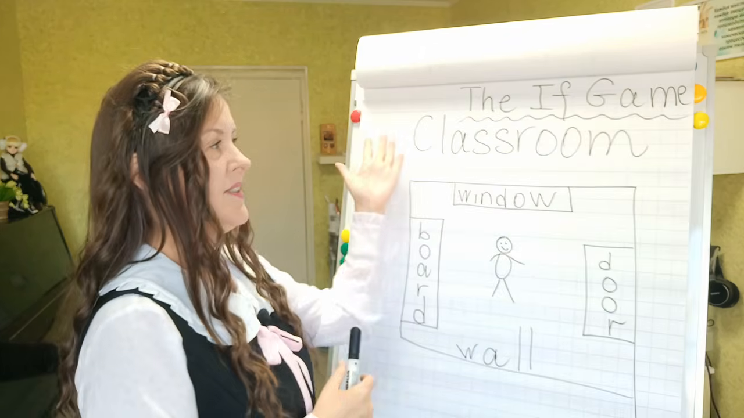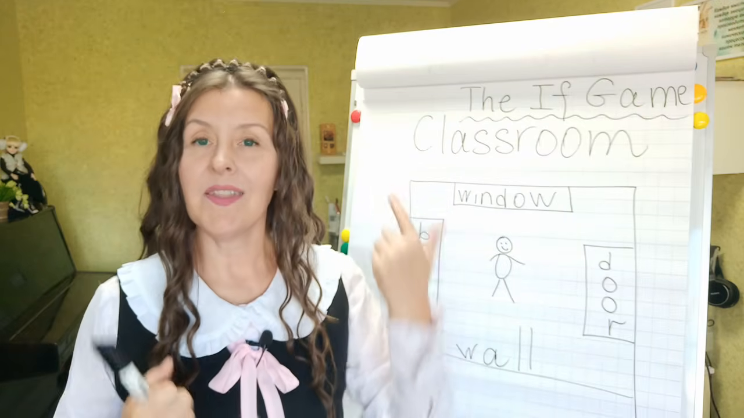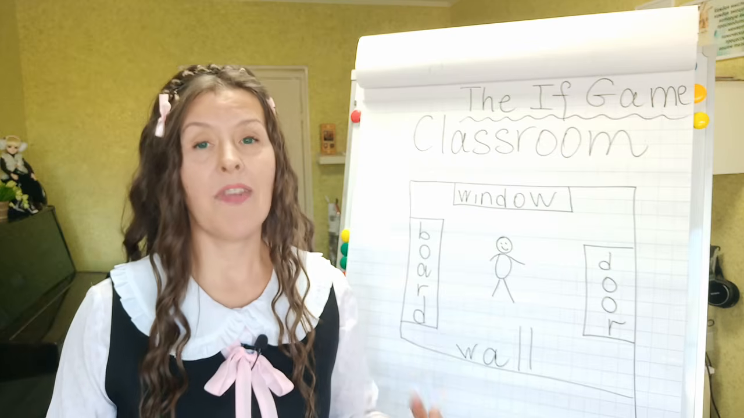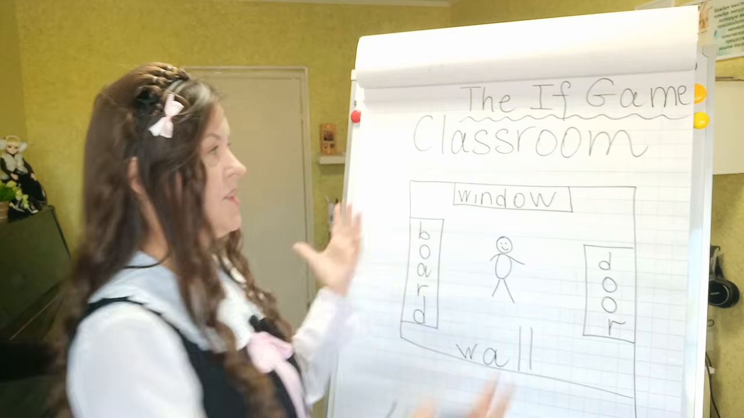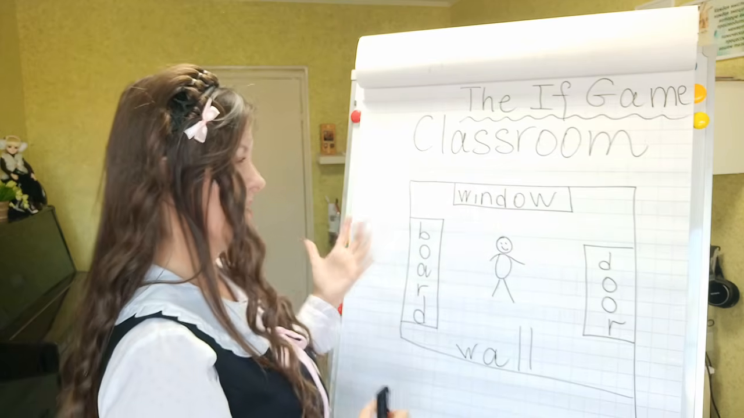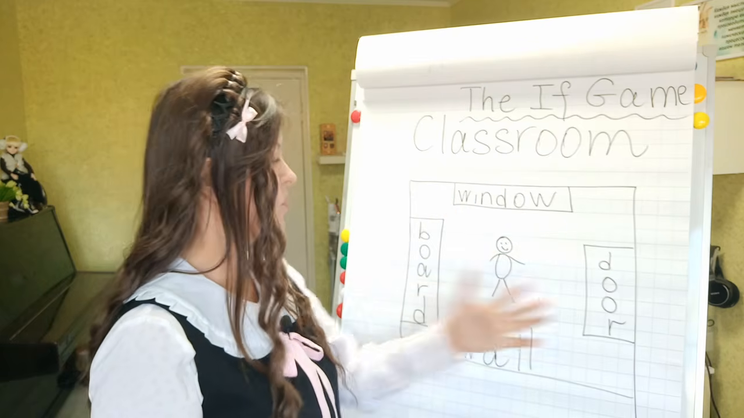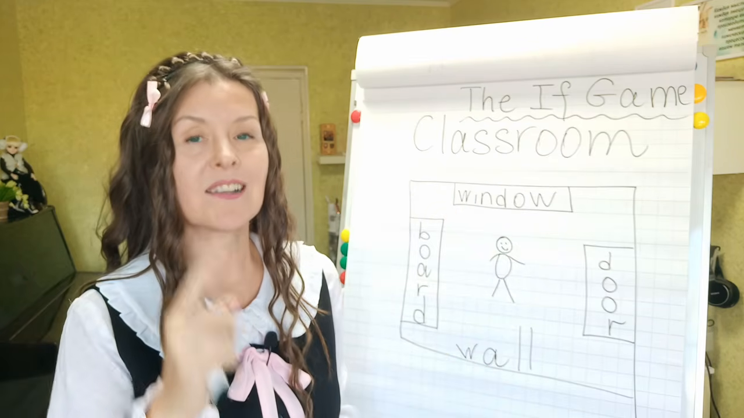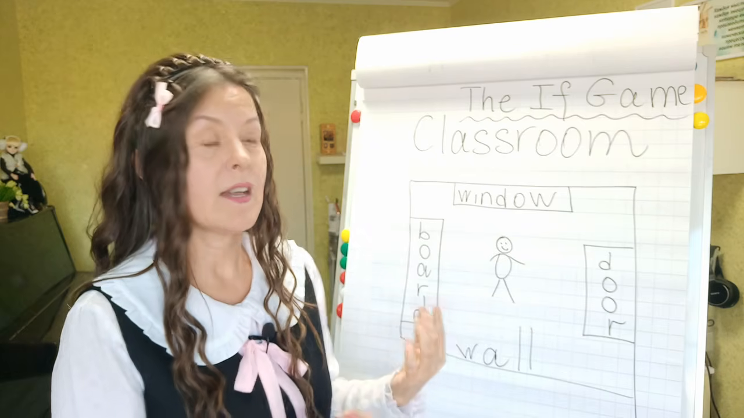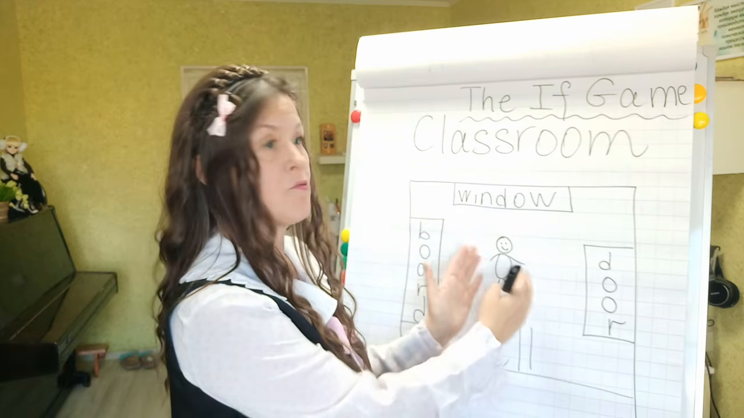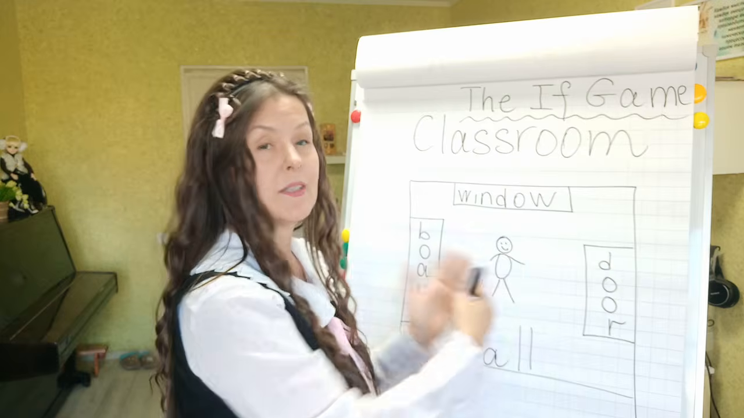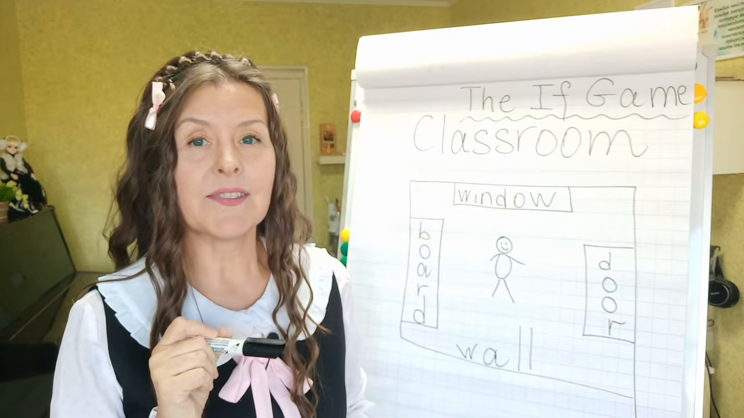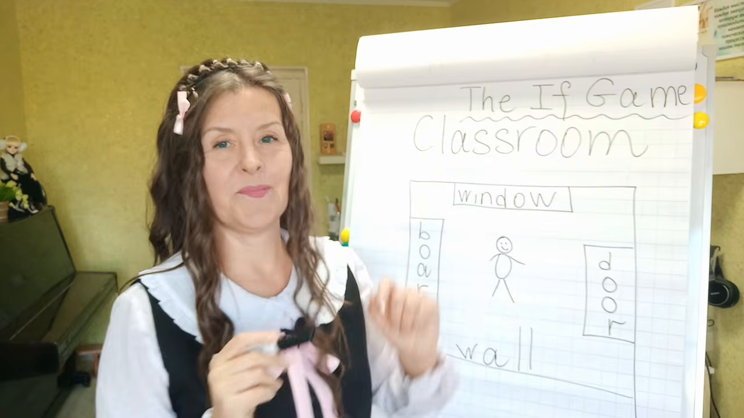So the next game is the if game. In this game, you will give commands to your students and they will move in 4 directions. So imagine this is your classroom. There is a window, door, classroom board and a wall. First, ask all your students to stand up and come to the center of the room where the teacher is standing, you. Give them commands and every command should start with if.